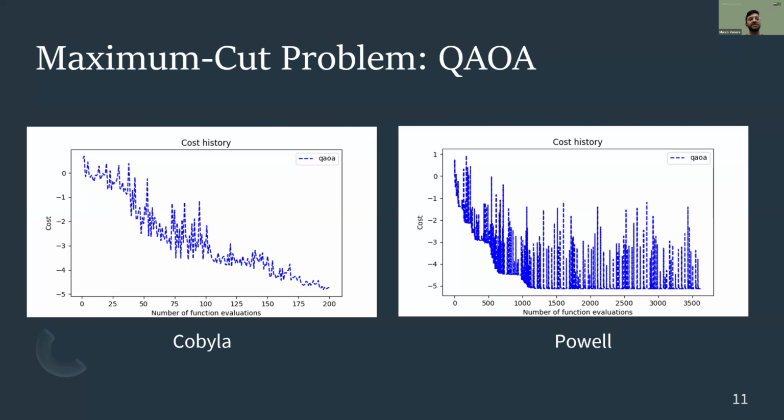Let's start with the instance of a maximum cut problem. Here you can see the same instance given as input to two different optimizers, COBYLA and Powell, in a noiseless case. As you can notice, COBYLA only requires 200 iterations to reach the solution to the problem, while Powell requires more than 3,000. While their solutions are comparable, the execution time required by COBYLA is significantly reduced with respect to Powell. So we will pick this option for our study.